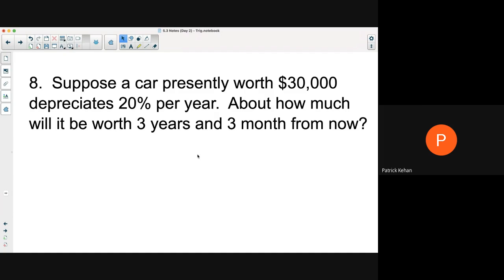Next up, suppose a car presently worth $30,000 depreciates 20% per year. About how much will it be worth 3 years and 3 months from now? So it's a depreciation model. That's 1 minus R. It's 20% per year, so our R value is 0.2. Initial value here is 30,000, and our time, 3 years and 3 months, is 3.25 years, right?